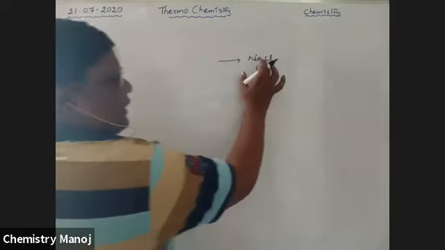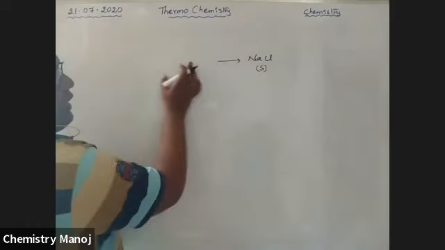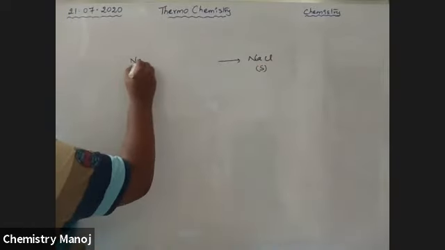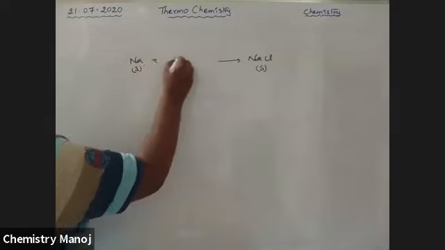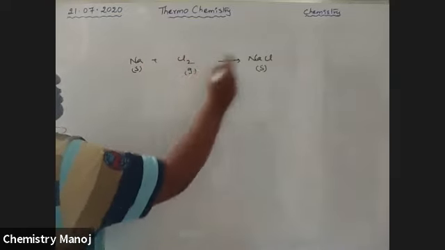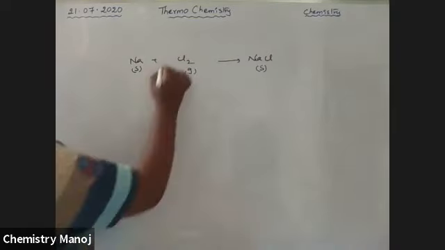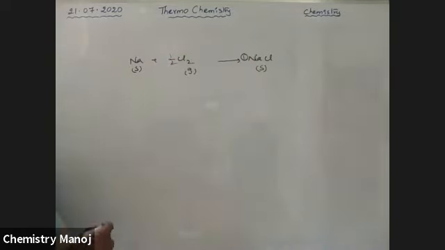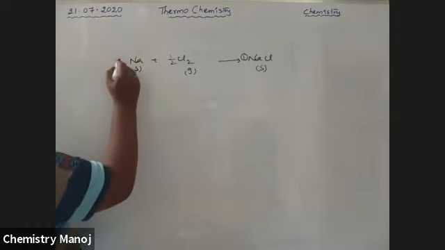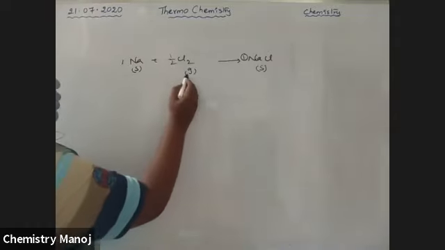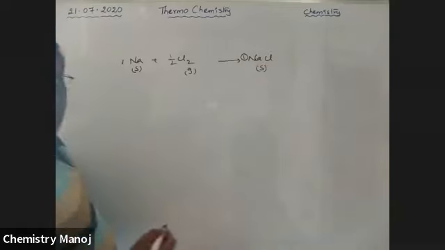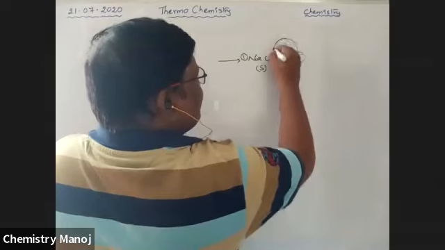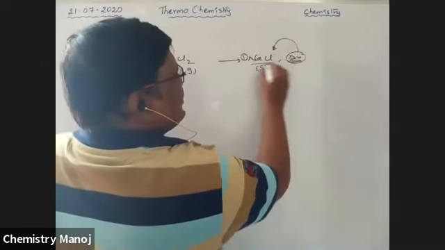Okay, so this NaCl must be coming from its elements. What are those elements? Sodium and chlorine. Sodium in its standard state, which is solid, plus chlorine, Cl2, which is a gas. So those are the elements in their standard states. For balancing, it should be 1 mole of product. So 1 mole of sodium reacts with half mole of chlorine to give 1 mole of NaCl. It is a reaction, and during the course of the reaction there is a delta H. This delta H is nothing but the heat of formation of NaCl.